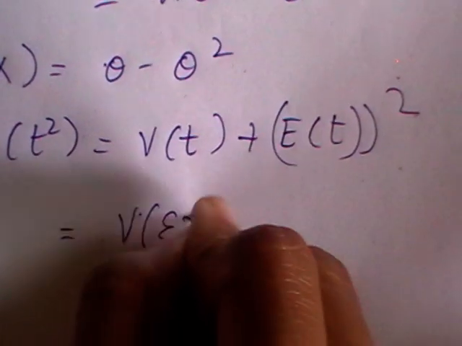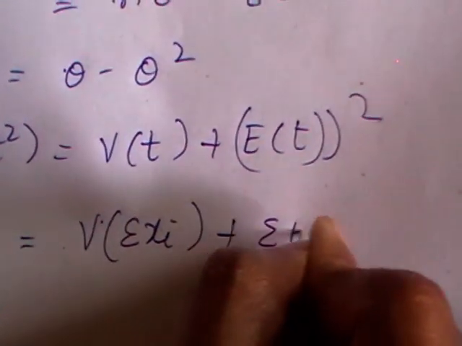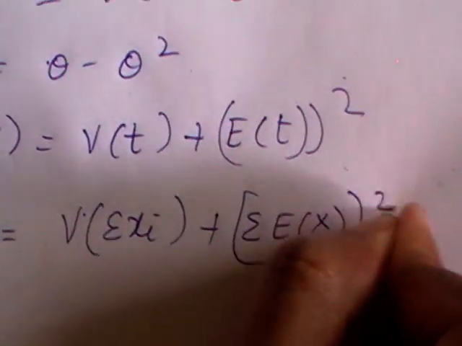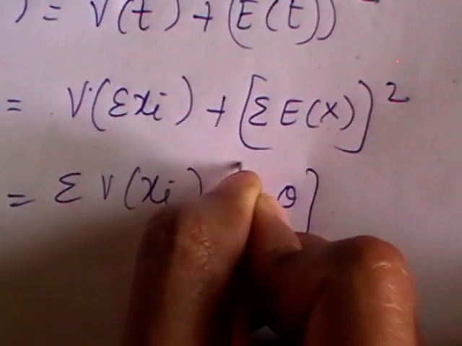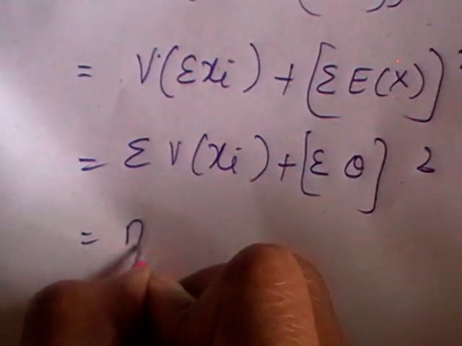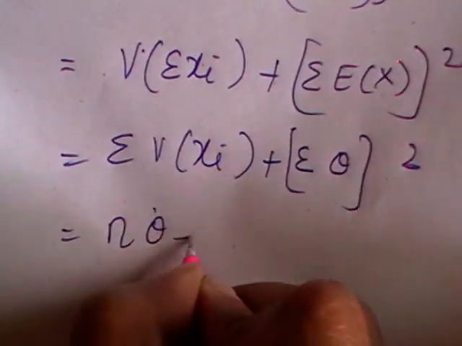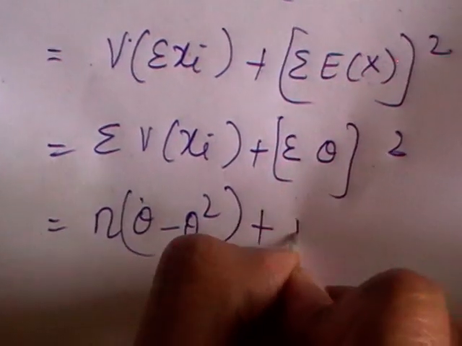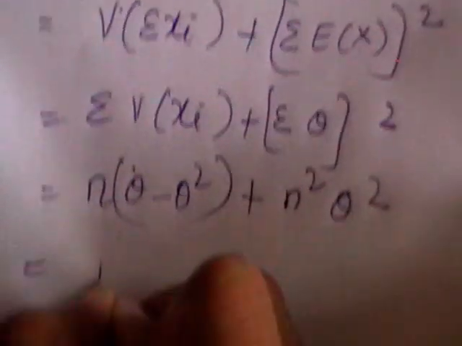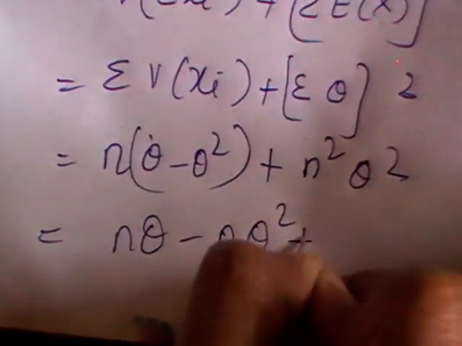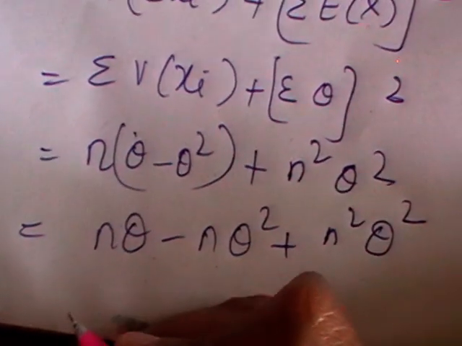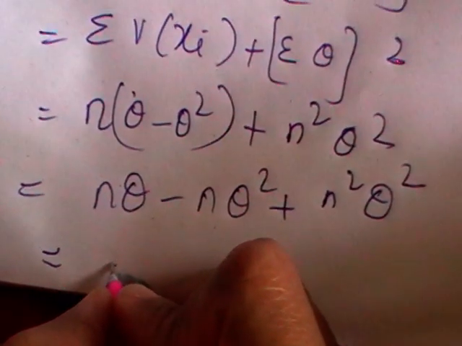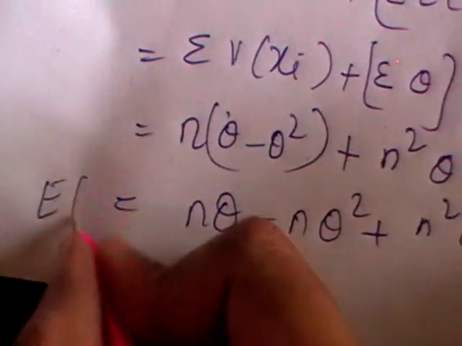This is variance of sigma xi plus sigma E of x whole square. This is nothing but n into (theta minus theta square) plus n square theta square. So this is n theta minus n theta square plus n square theta square. This is the expectation of t square.